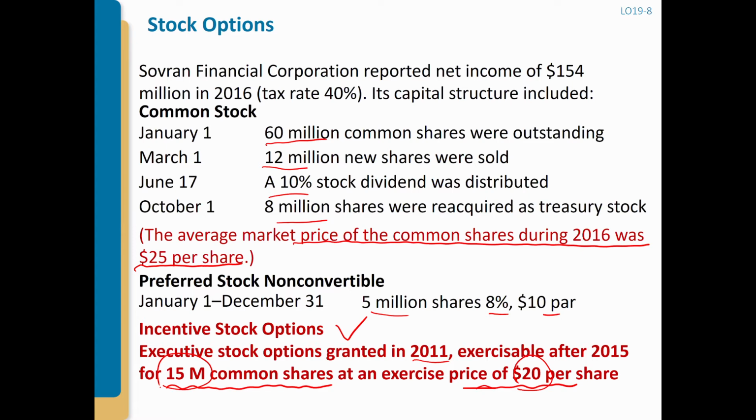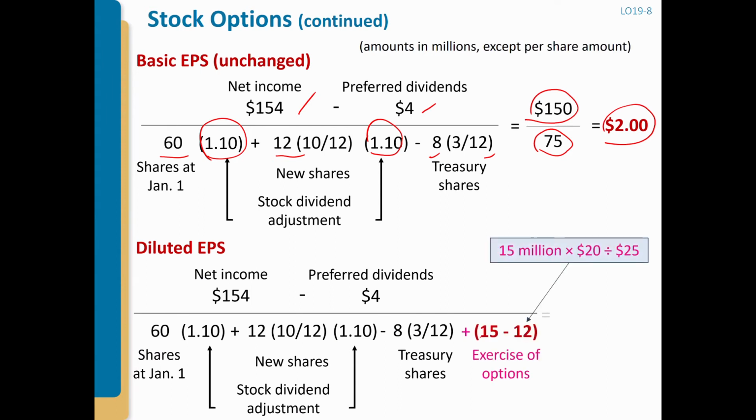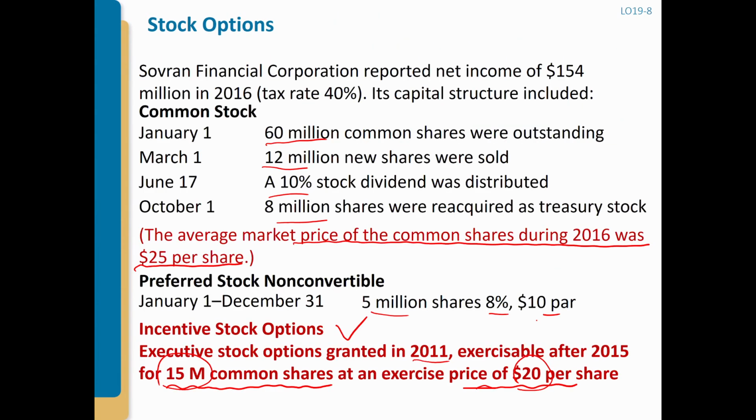Okay, so that's why, go back to this. That's why we see this is add on, right? So we add 15 here. Okay, but why do we subtract 12? Remember, go back to this. When we assume, this is an assumption, right? We assume those CEO, CFO are going to exercise these stock options.